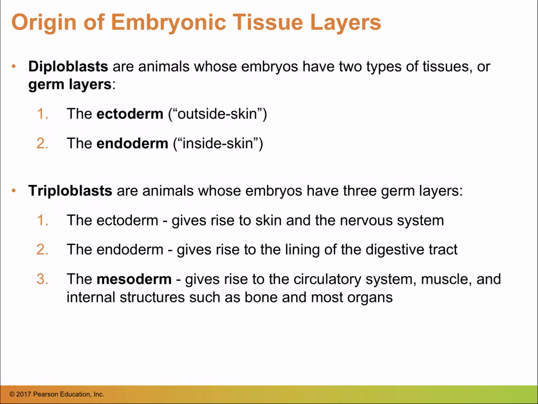Where we have more complicated animals, we end up with 3 germ layers, and humans have these triploblast layers, where we have the ecto, the endo, and the mesoderm. The ectoderm gives rise to the skin and the nervous system. The endoderm gives rise to the lining of the digestive tract, and the mesoderm gives rise to the muscles, circulatory system, and many internal structures. So, meso, M for middle, M for muscle is generally how you remember that. Ecto is a prefix relating to outside or skin, and endo meaning inside or the inner portion of the digestive tract.